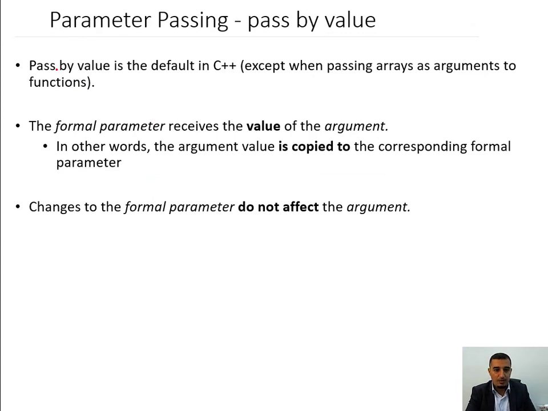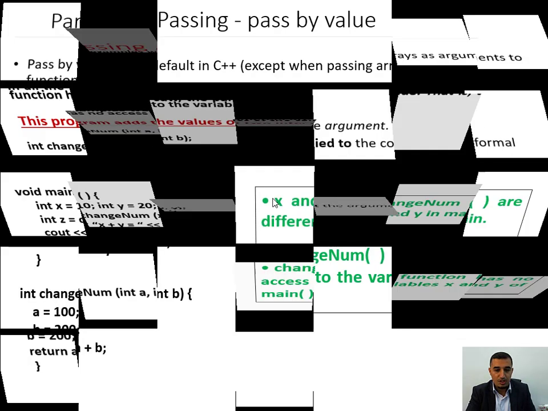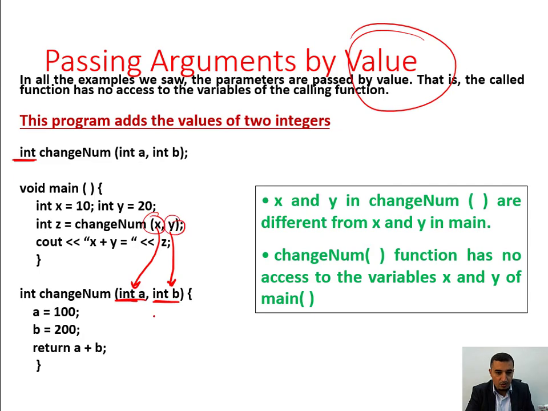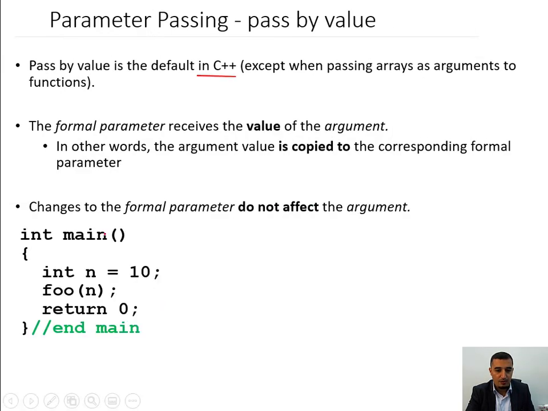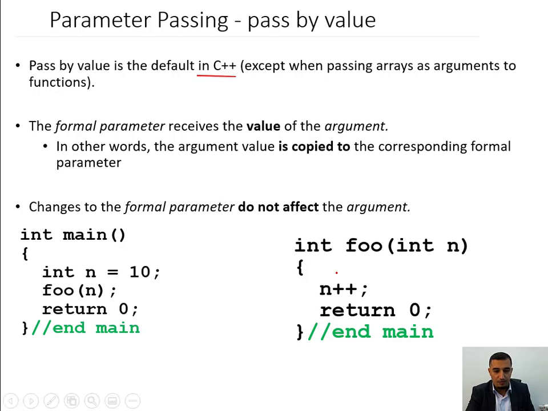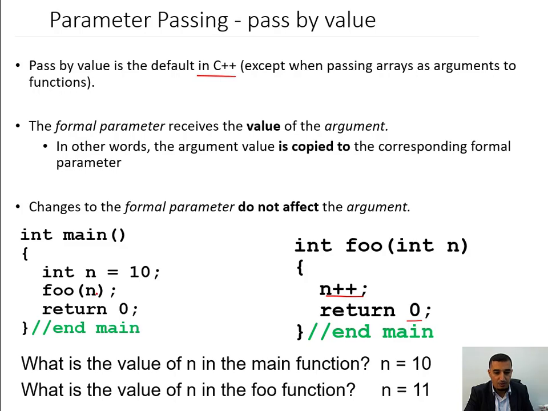So pass by value is the default in C++. We basically copy the values. We do not change the original values. So if you see here, integer n is equal to 10, foo n, return 0, and in foo we are going to n plus plus, return 0. This will have no effect on the value of n because n will be passed by value.